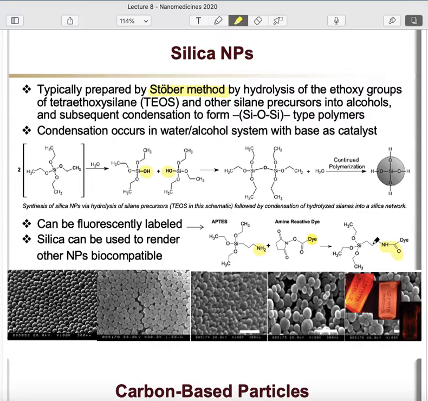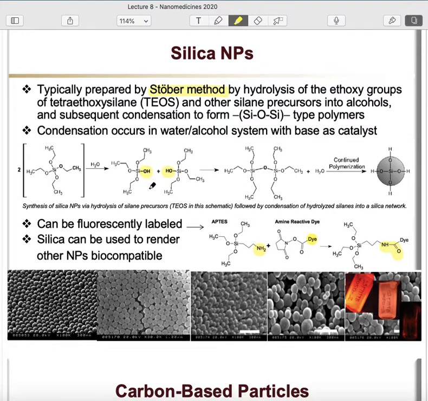And then you could actually incorporate APTES at the beginning during the synthesis process of the particle itself, such that at the end you have the amine group. Or you could pre-make the silica nanoparticle and then post-functionalize it by adding APTES.